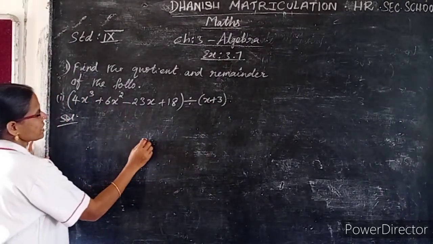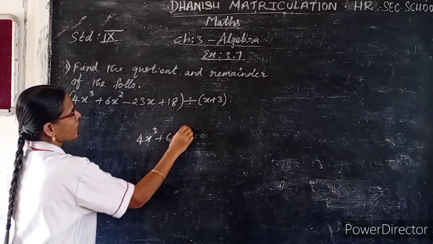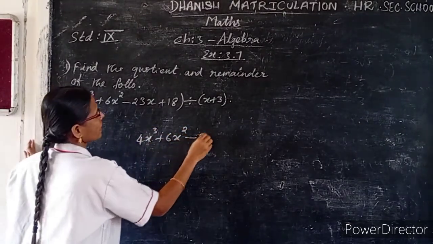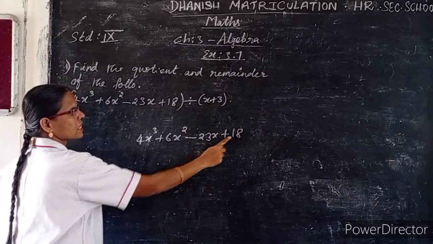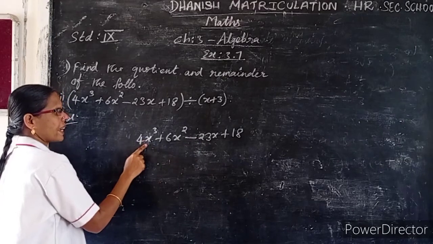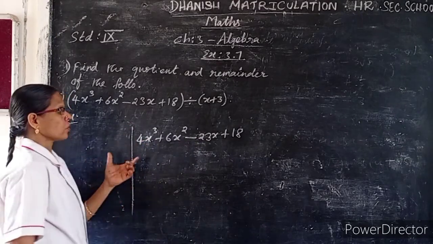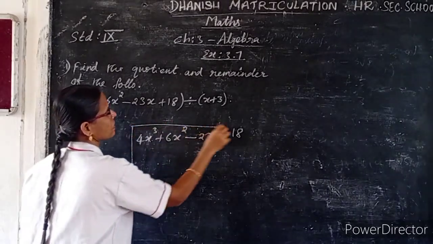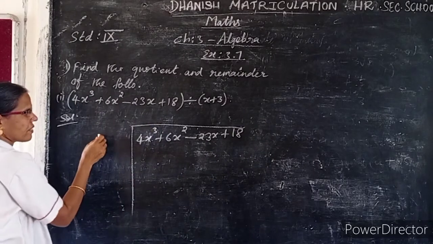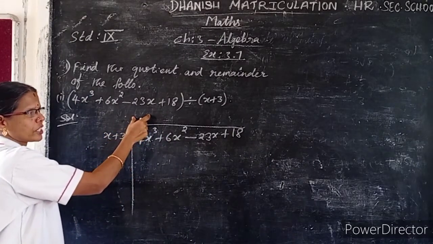So write the dividend here: 4x cube plus 6x square minus 23x plus 18. This is constant term, x square term, x cube term. So all terms are present. Suppose any term is missing, then we should put 0 in that particular place. So write the divisor here, x plus 3.